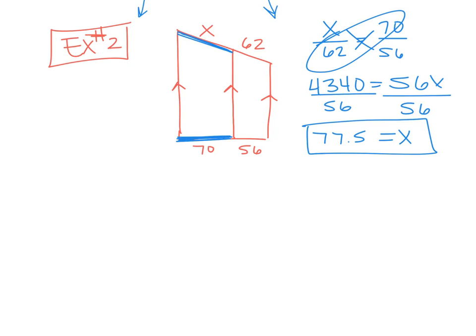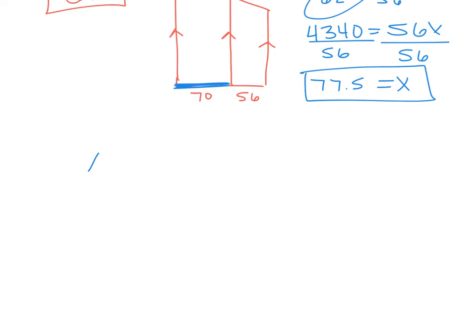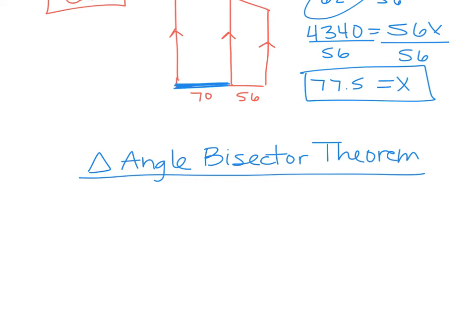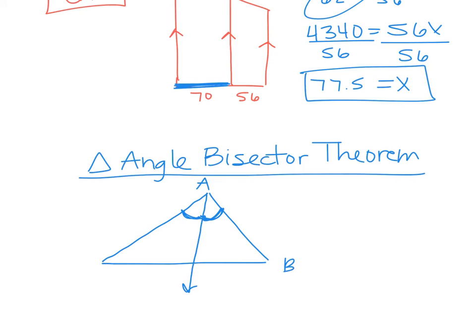Okay, the last theorem then is called the triangle angle bisector theorem. Okay, and the triangle angle bisector theorem looks like this. If I have a triangle and I bisect this top angle, okay, so this has to be the case. If you have an angle bisected, then this theorem will work. Okay, we're going to call this A, this B, this C, and then the point where the angle bisector hits is D.